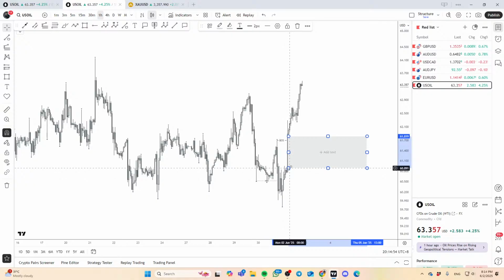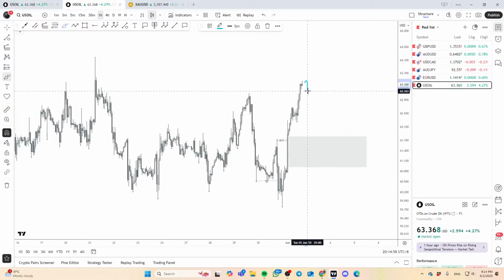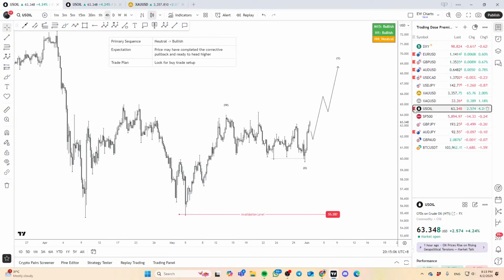So once we start to see some sign of a pullback, we can add in our fib to find the confluence, right? So potentially something to look out for on crude oil. Again, not going to be today, maybe tomorrow or the day after.